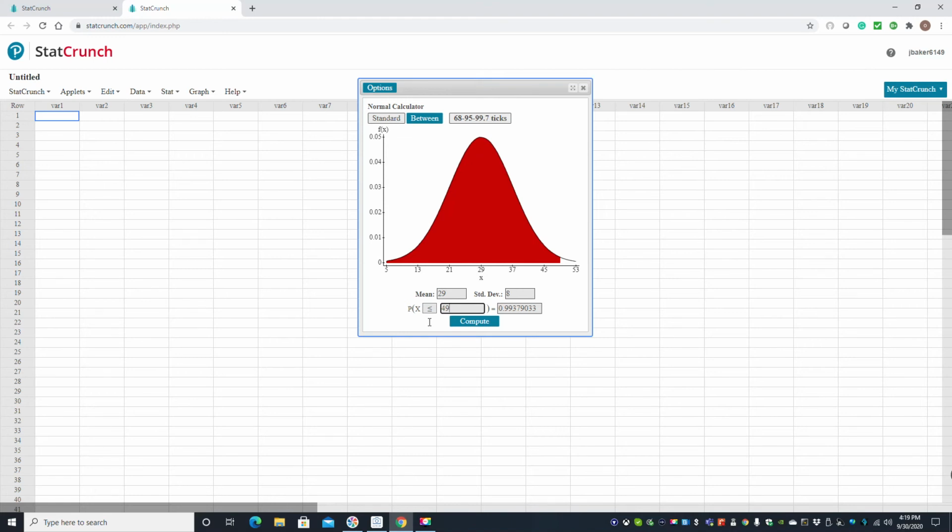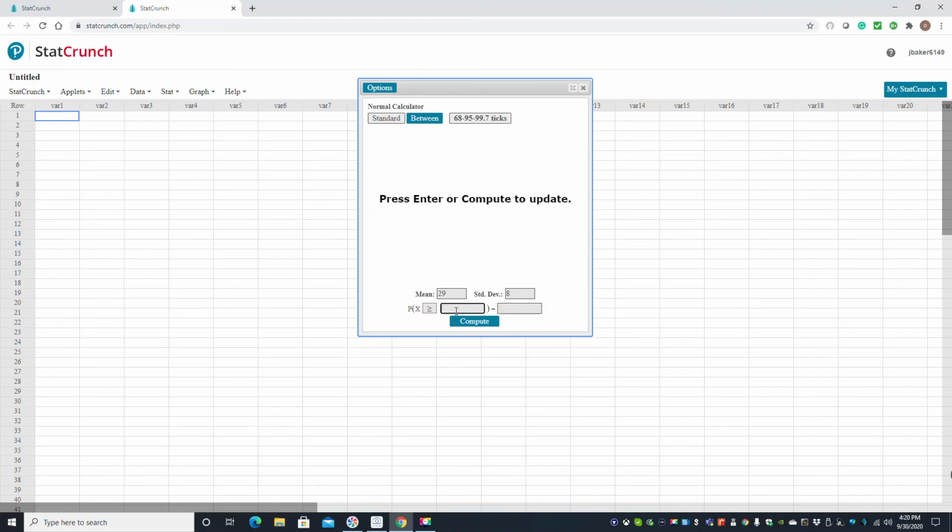Okay, now suppose I want to go to greater than. All I've got to do is click this right here and flip it to greater than. My next example says x is greater than 37. So I click 37, and bam, that gives me 0.1587, or 15.87%.